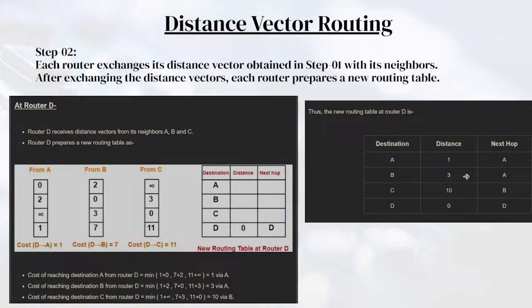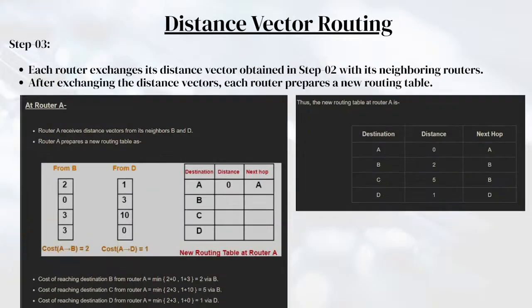Okay. Now in the next step, each router exchanges its distance vector obtained in step 2 with its neighboring router. After exchanging the routing vector, each router prepares a new routing table. So now this time we got the new routing table. Okay, and again we are checking whether the information which we reach is the shortest one or not. So again we are calculating the value. Again here B and D, so A to B is 2 and A to D is 1. So accordingly we are calculating.